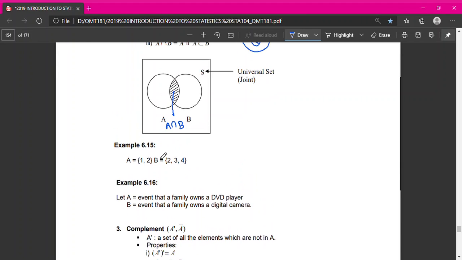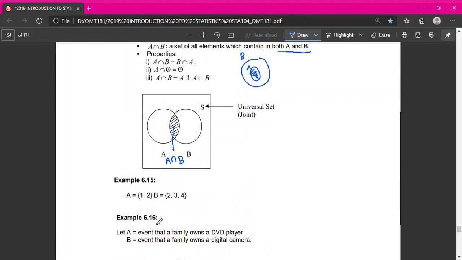Okay, let's see this example. Event A dan event B di sini. Event A adalah 1, 2. Event B 2, 3, 4. So, from here, kalau kita katakan nak cari A union B, okay, saya buat Venn diagram dulu. Okay, Venn diagramnya, event A 1, 2, event B 2, 3, 4.